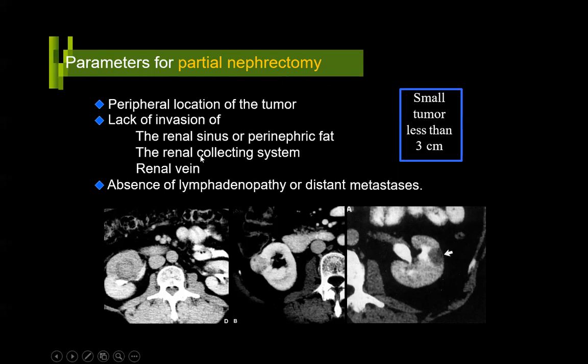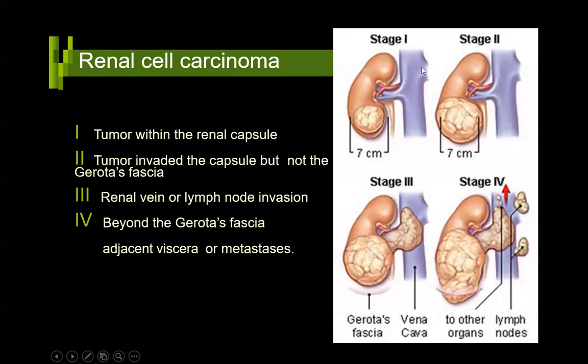It doesn't go into the renal vein, because obviously if it goes into the renal vein, it's going to be stage 3. So we don't want this. We don't want all of this. And obviously, if it's stage 4, then you would see distant metastasis. So we don't want it to be invading the surrounding viscera, or going to other organs. It should not go to the bones or to the lungs. So let's see this staging now.